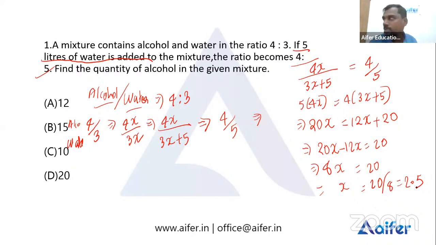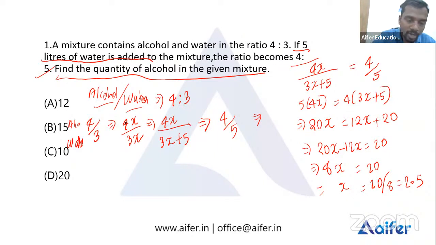Remember, in this particular question, the question being asked is: find the quantity of alcohol in the given mixture. So what's the quantity of alcohol? We have alcohol by water, 4x.